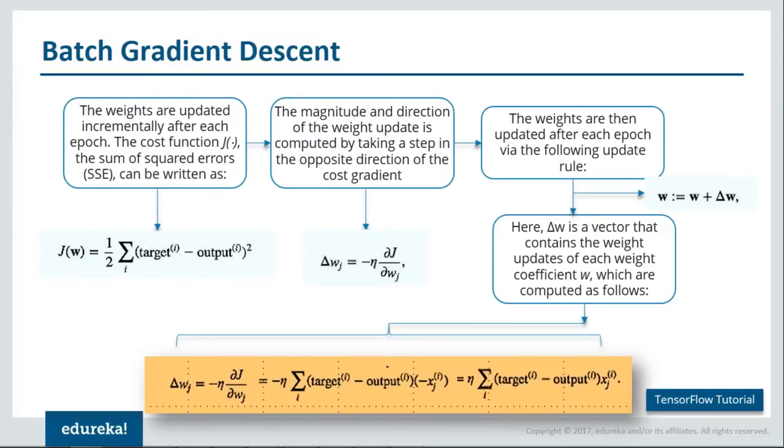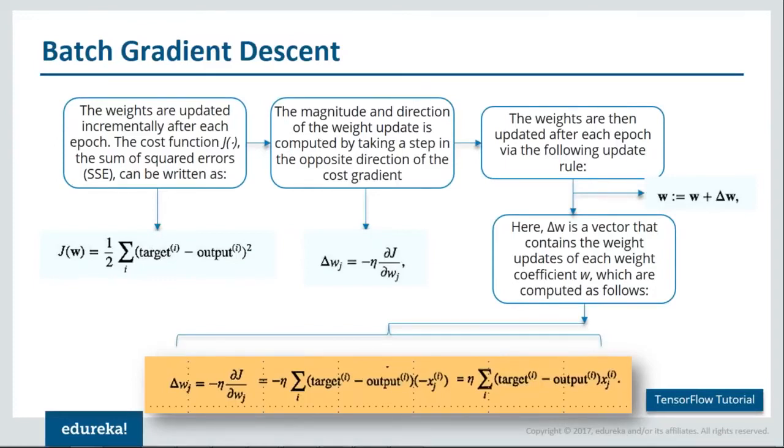Then you need to update the variable so as to reduce the loss, or the error. How do you do that? You first find the change in the variable, which is equal to minus the learning rate multiplied by the rate of change of loss with respect to that variable, del J by del wj.